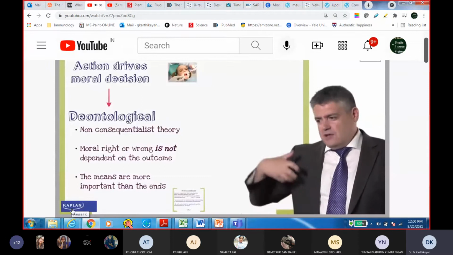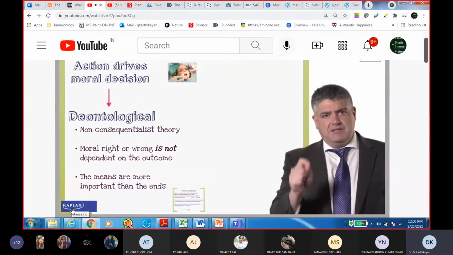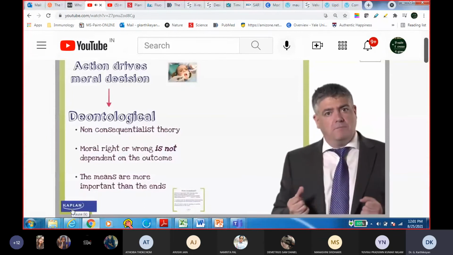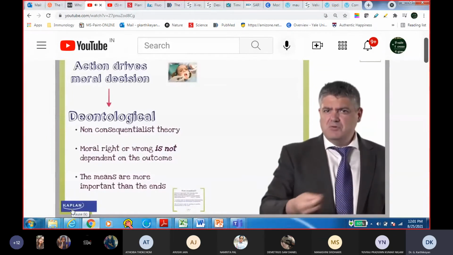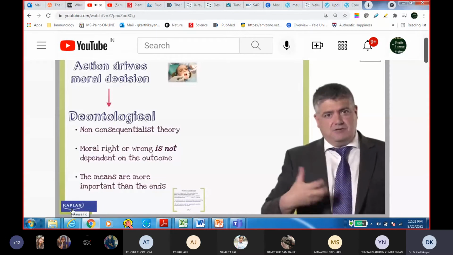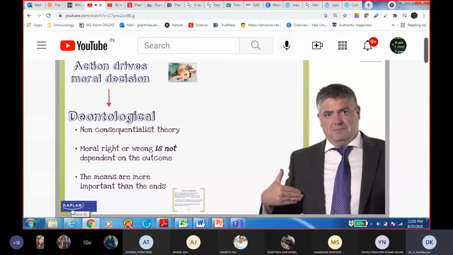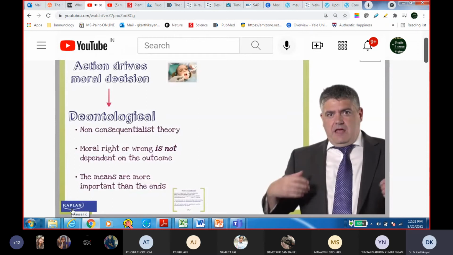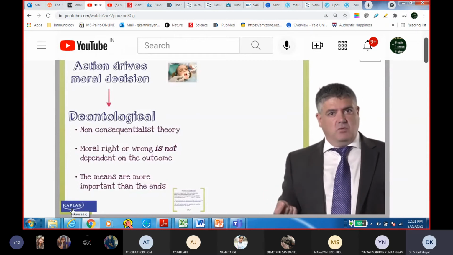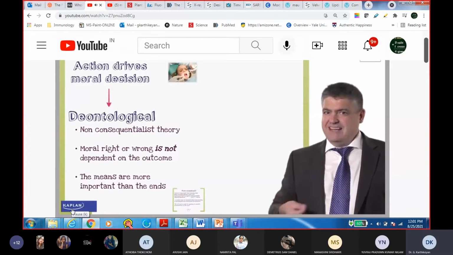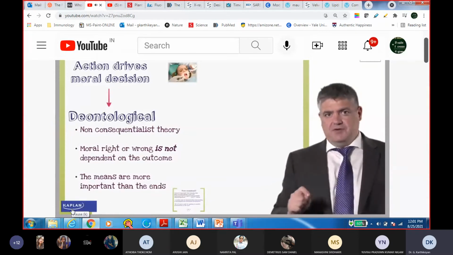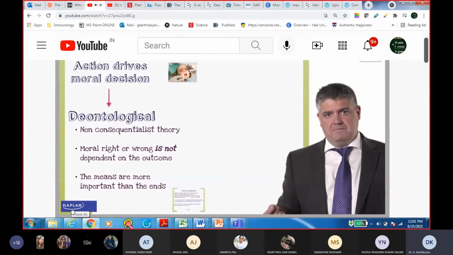I like the next 2 points. The moral right or wrong is not dependent on the outcome. Therefore, it's the means which are more important than the ends. Now, you could start delving into the works of Kant at this stage and look at his maxims. I'm keeping it simple. As soon as you start drilling into the maxims, especially trying to explain them in your own words, you can get muddled up and it can get very confusing. I'm keeping it simple. I think this is enough for you to comfortably get through a question on this area.